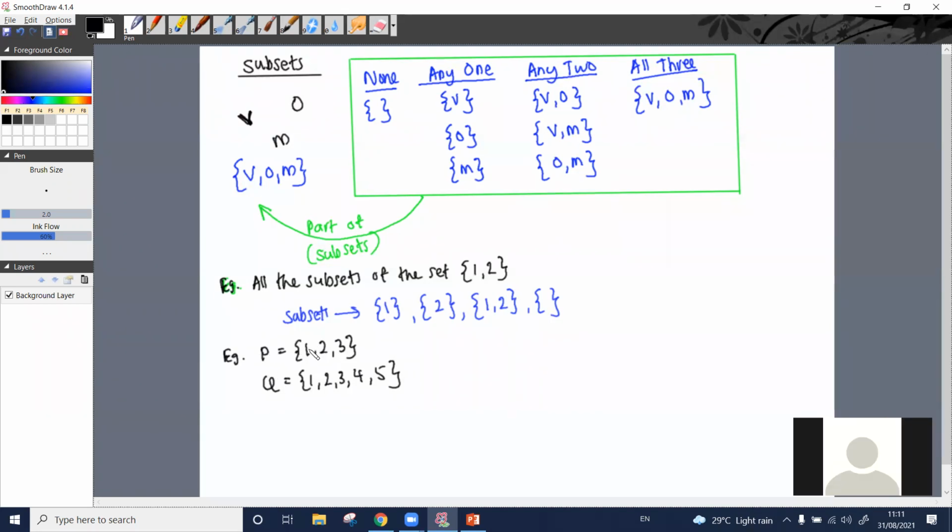Is this yes, right? Here 1, 2, 3 are the elements in set P. The same elements we can observe in set Q. Therefore, P is a part of Q. It means what? Set P is a subset of set Q. P is a subset of Q.